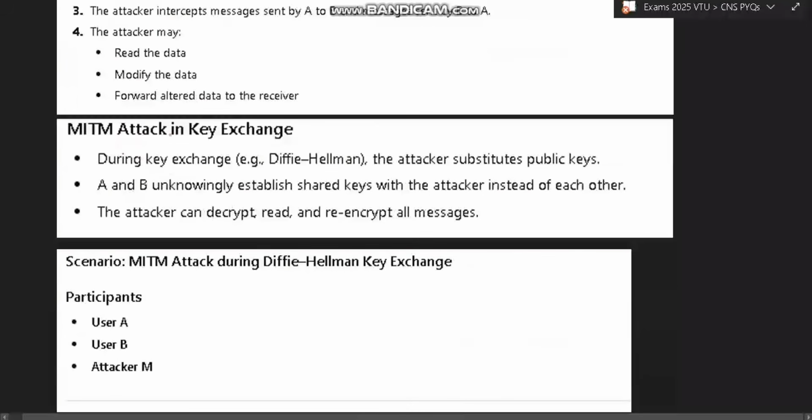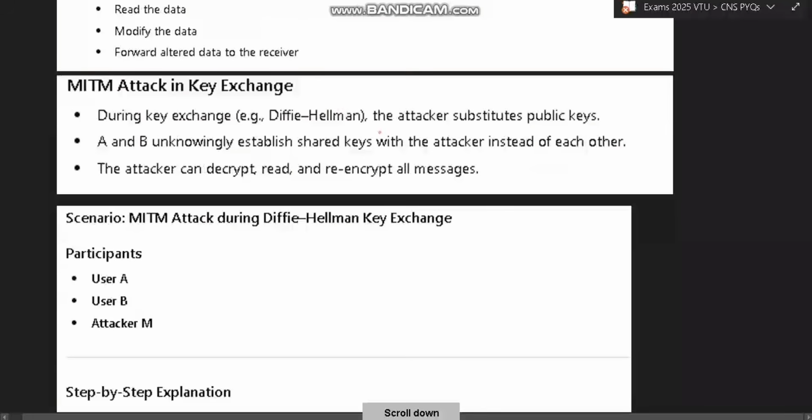Now, the MITM attack in key exchange. How does it happen in Diffie-Hellman exchange? The attacker substitutes the public keys. We have calculated the public keys YA and YB, right? The attacker will substitute them with YM. So instead of YA and YB, YM will be there in the algorithm. A and B unknowingly establish shared keys with the attacker.